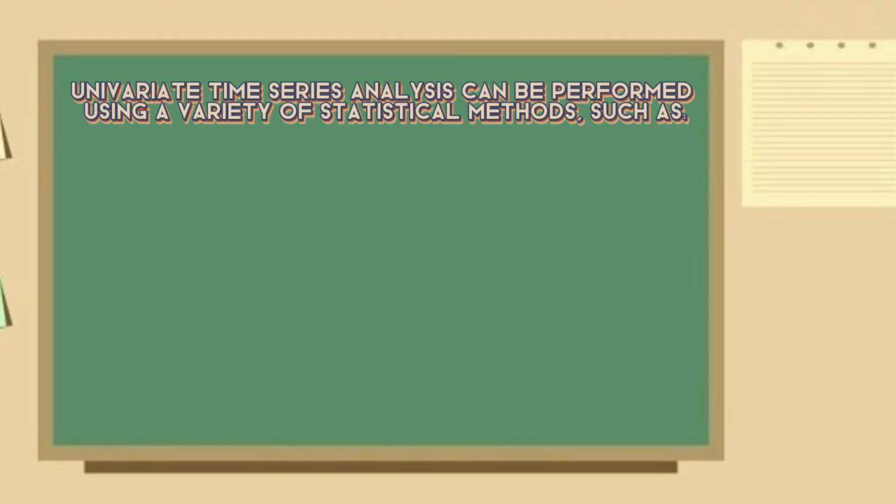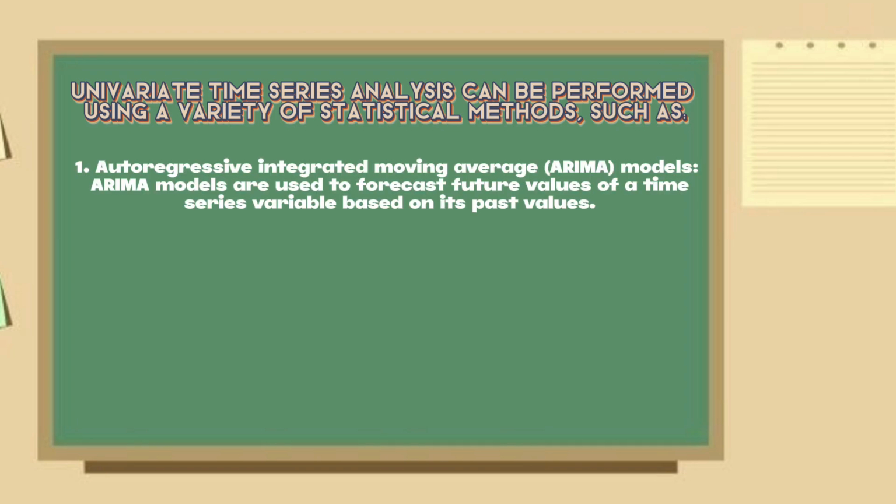Univariate time series analysis can be performed using a variety of statistical methods, such as autoregressive integrated moving average, or ARIMA. ARIMA models are used to forecast future values of a time series variable based on its past values. Three components of ARIMA. Number one, autoregressive or AR term. This is the relationship between an observation and a specified number of lag observations, or the past data.